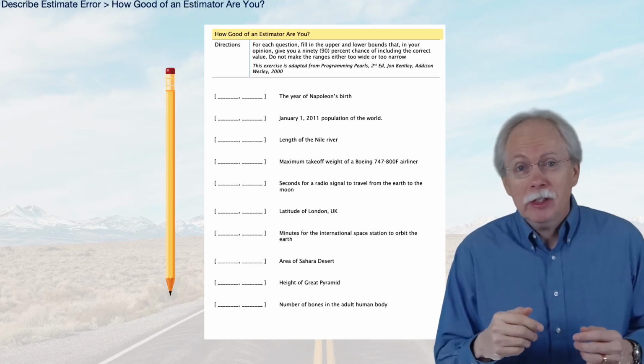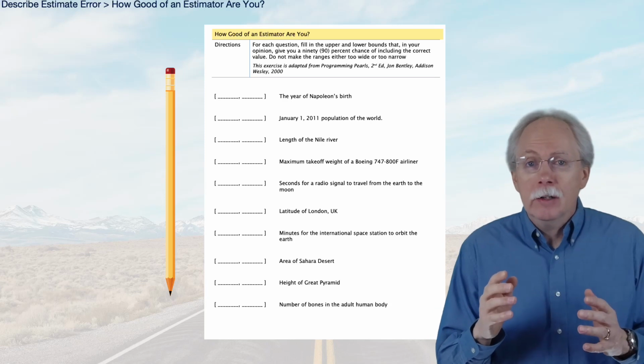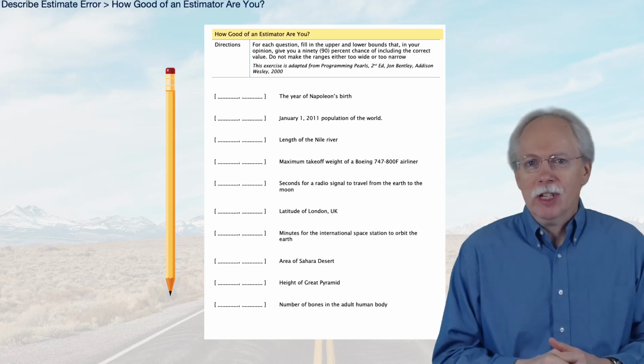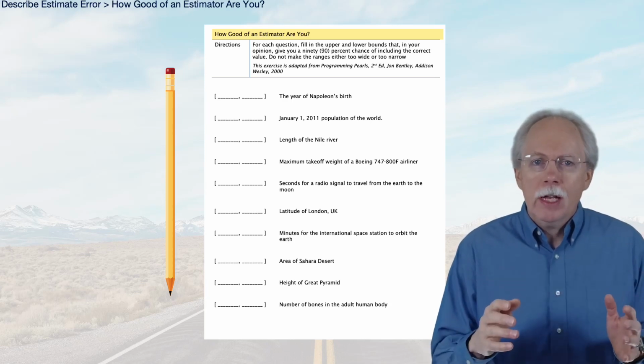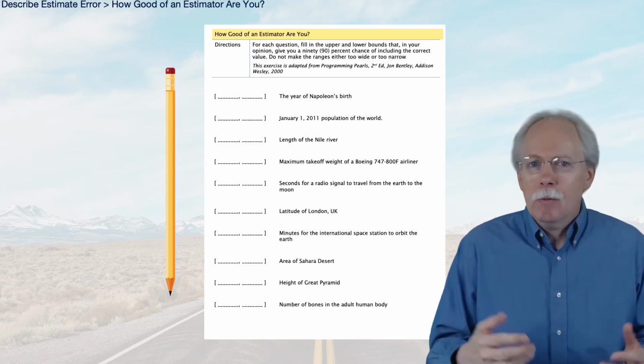You can and probably should use a range, and make that range neither too wide nor too narrow, just enough to give you that 90% confidence. So go ahead, pause the video here, do the lab, and then come back and see how well you did.